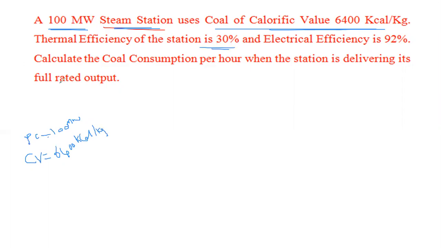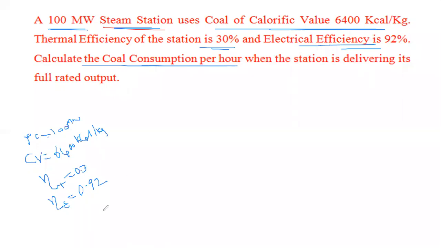Here in this problem they are given the thermal efficiency is 30%, that is 30 by 100, 0.3. And the electrical efficiency is 92%, that is 92 by 100, 0.92. Calculate the coal consumption per hour.